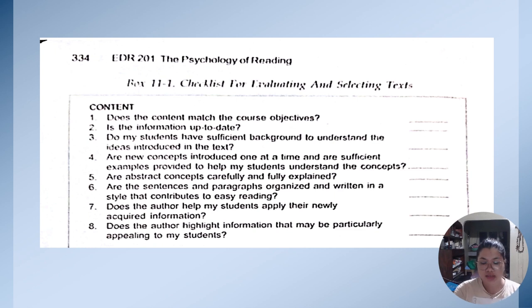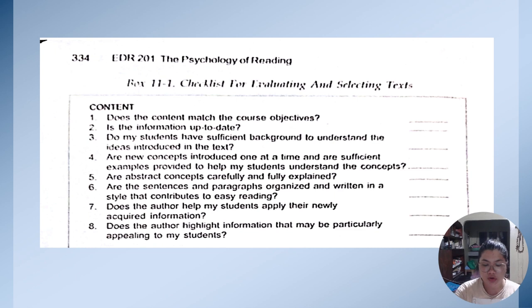So this is a sample of the checklist for evaluating and selecting text. So in this part is the content. So does the content match up with the course objectives? So we are looking for the connection of the objective of our lesson or our subject. Is the information up to date? Third is, do my students have sufficient background to understand the ideas introduced in the text? Here also is, are new concepts introduced one at a time and are they sufficient?